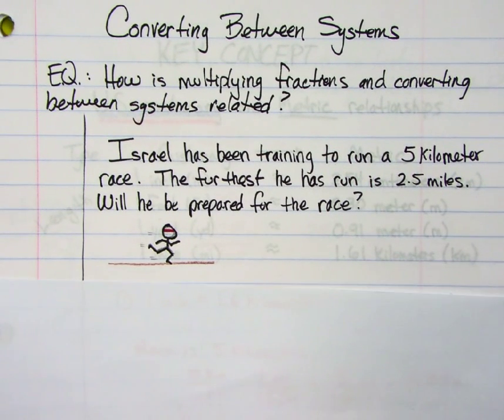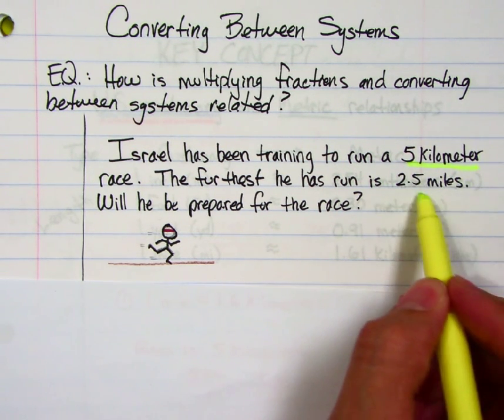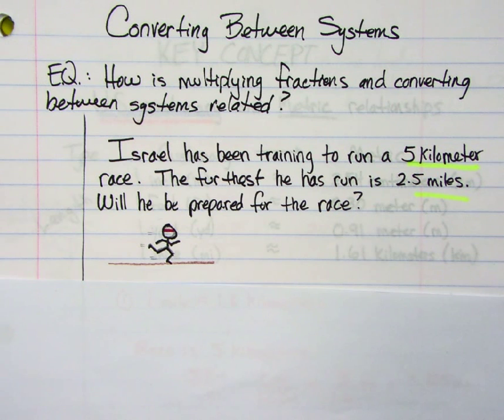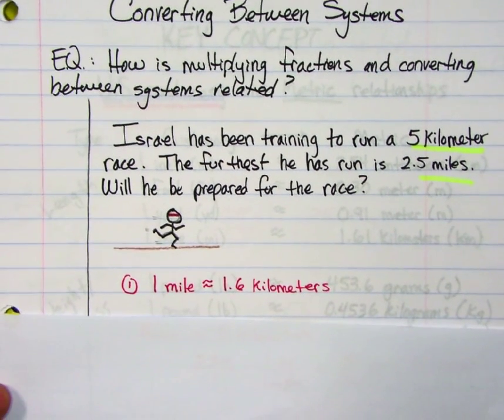So here we go. Israel's been training to run a 5K race, a 5-kilometer race. The furthest he's run, though, in practice is 2.5 miles. And notice here, he's going for kilometers, but he's been running miles. Is that the same? Is it more? Is it less? Will he be prepared? That's the question. Well, let's take a look.